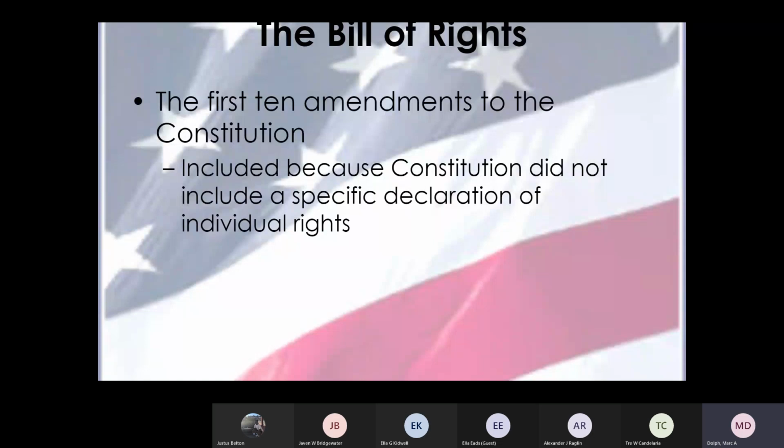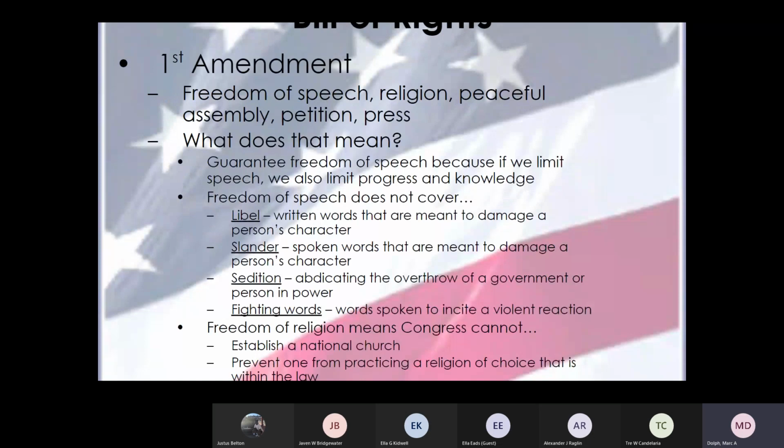Remember the context of the Constitution, all right? It's a bunch of very irritated colonists going through a lot of this stuff, and they're finding out that there's certain ways that they want to be treated and certain ways that they don't want to be treated, okay? So, starting off with the First Amendment, included because the Constitution did not include a specific, this is the Bill of Rights. The First Amendment is freedom of speech, religion, peaceful assembly, petition, press. What does it mean?